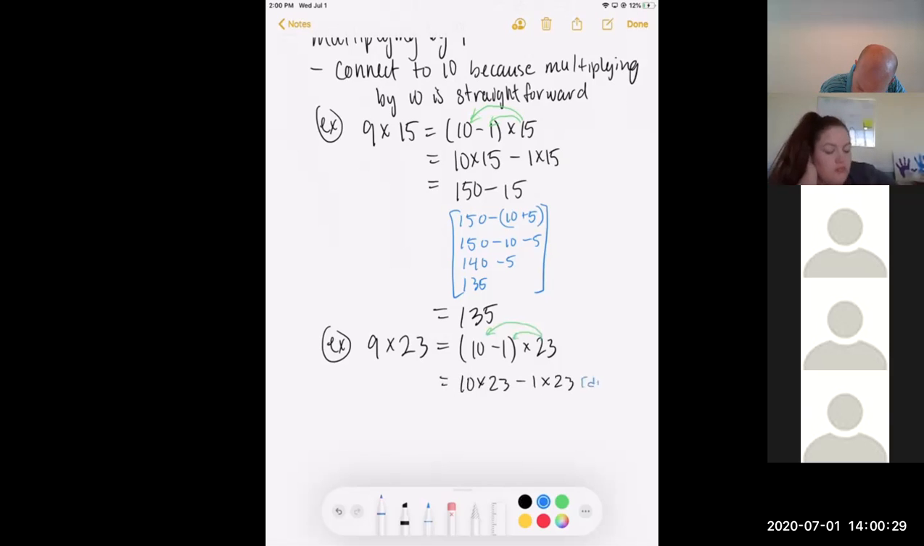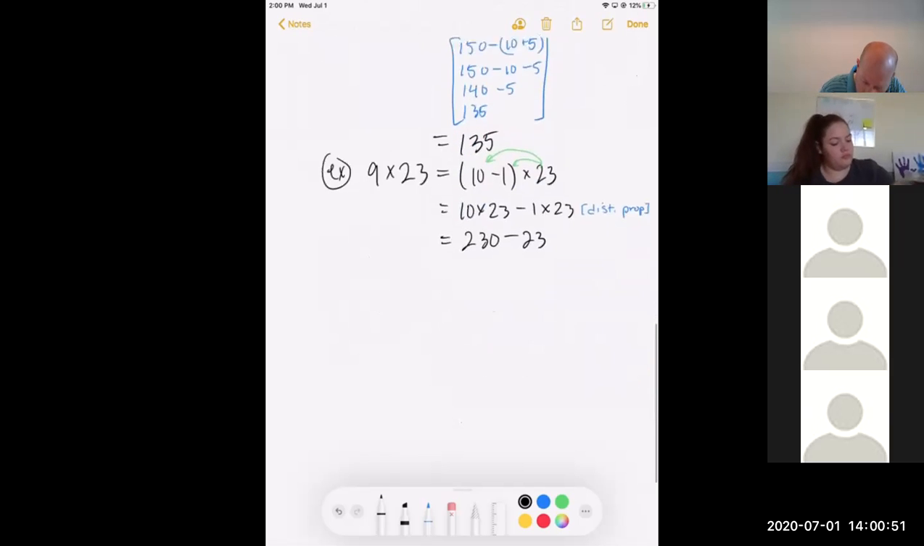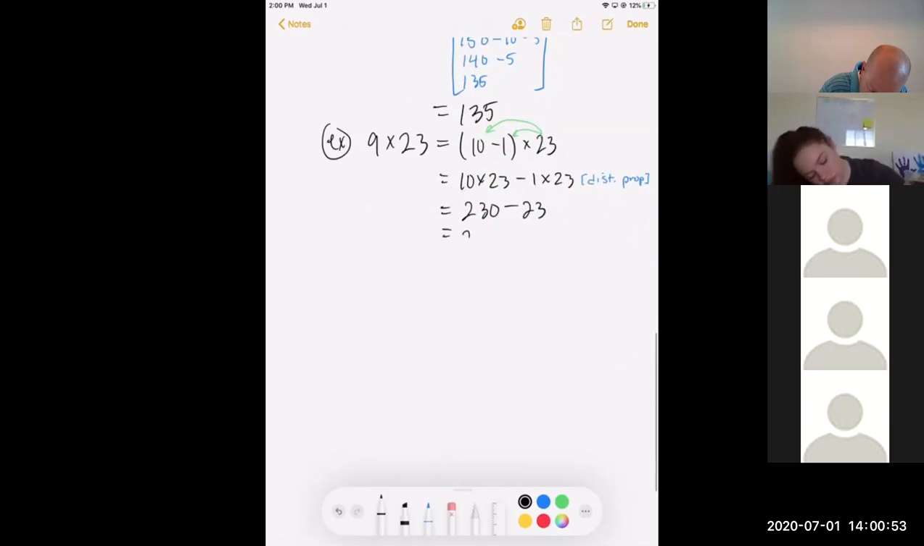Okay, hold on a second. Okay, mental math is great because it's so fast. Faster than a calculator. Okay. Then what did you do after this one? Oh, so I did 230 minus 23, and then 217.